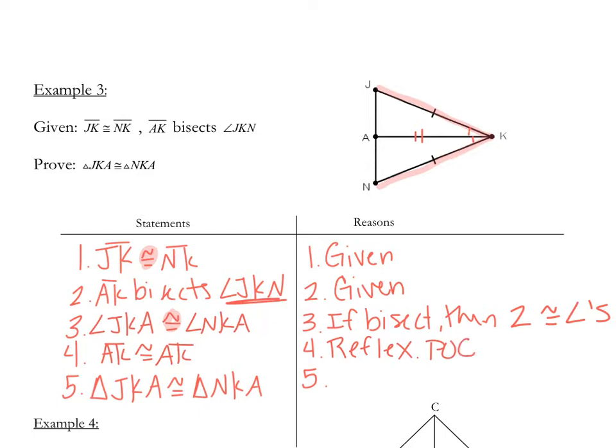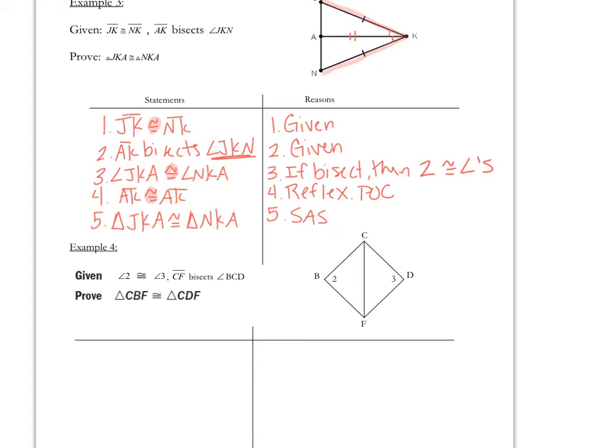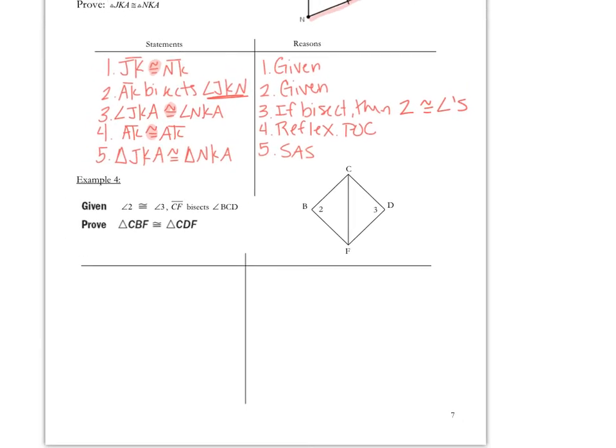POC. So that would make my triangle congruent by side angle side. I have two sides and an angle, and my angle is in the middle, so it's side angle side. Alright, I want you to do the next one, and then we'll go to the next page and you can do the next two there.